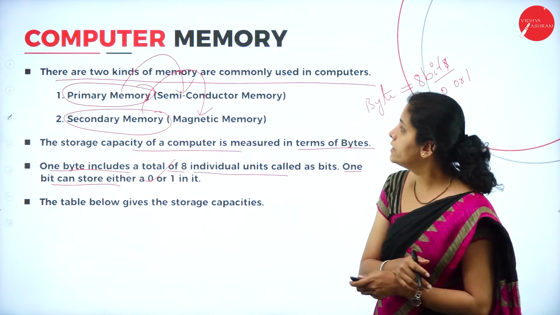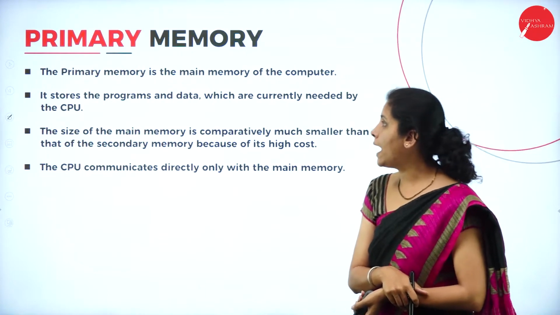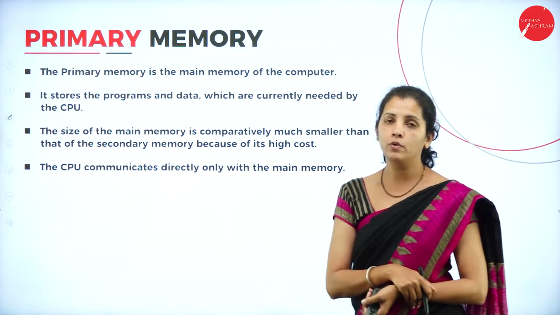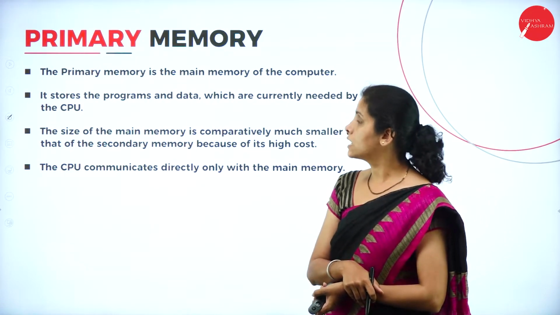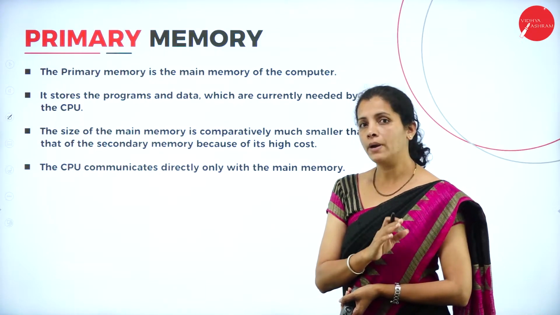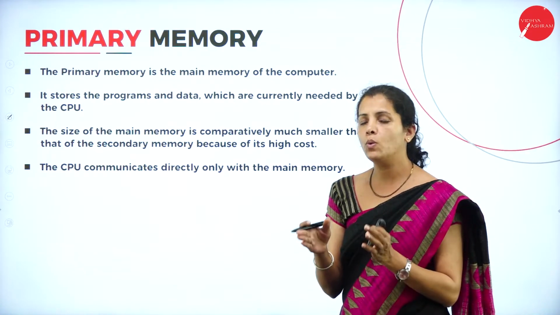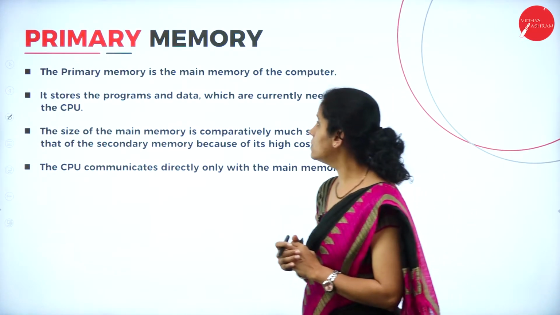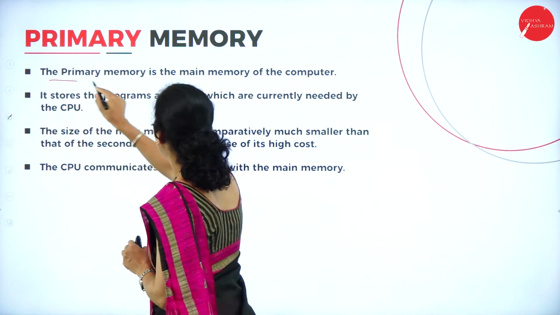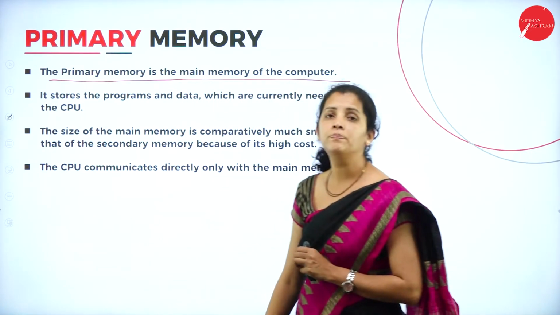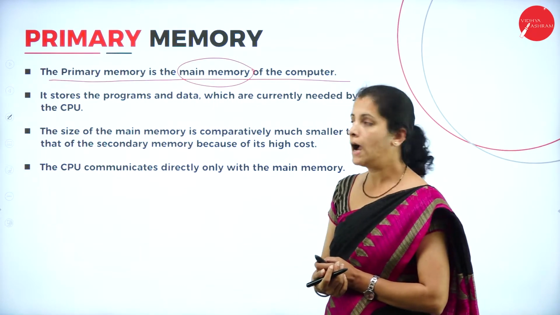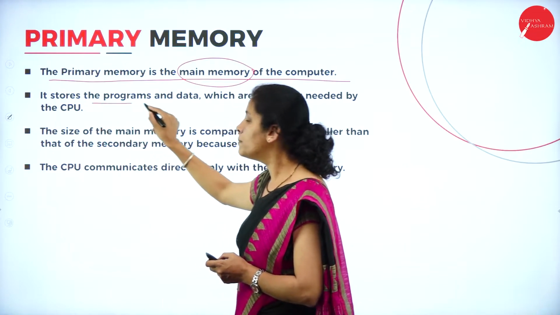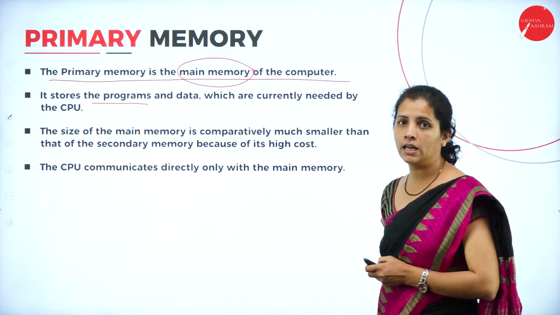So dear student, further I am going to talk about primary memory. So here memories are classified into two types, primary memory and secondary memory. So what is primary memory? Primary memory is nothing but semiconductor memory, and it's also called main memory, and it is capable of storing programs and data.